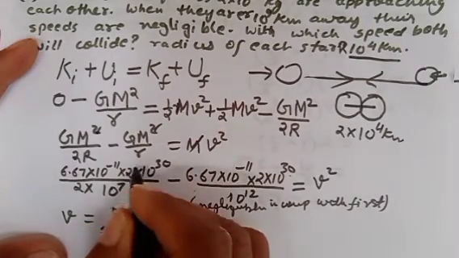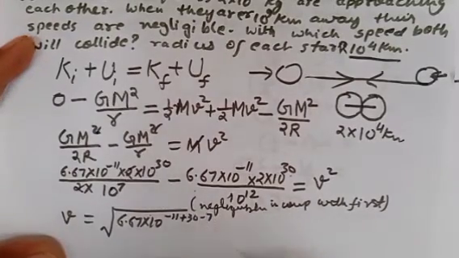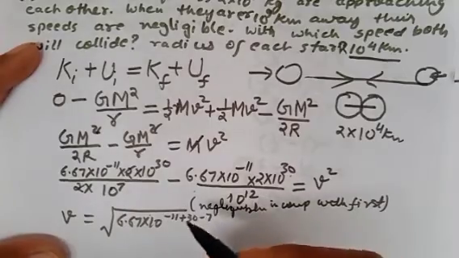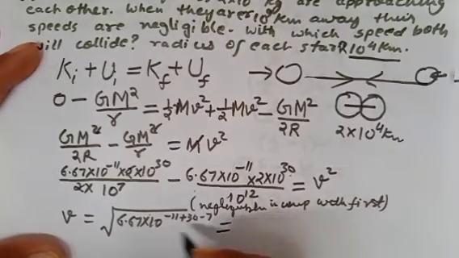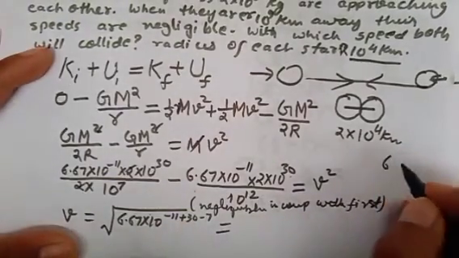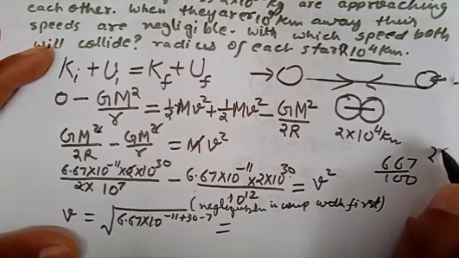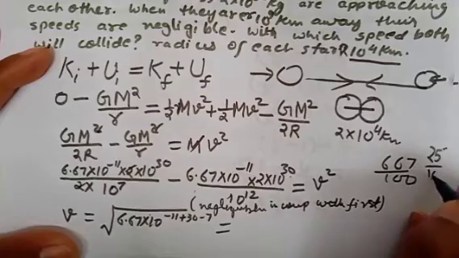2 will get cancelled. So it is minus 11 plus 30 minus 7, 10 to the power 12 it is. 6.67, what is the root of that? Just a little bit above, because we can write it as 667 upon 100. 667 is close to 625. 625 has root 25 and 100 is 10.